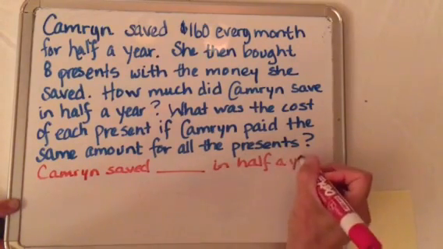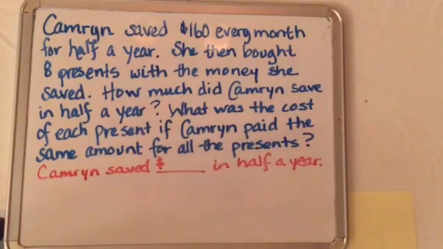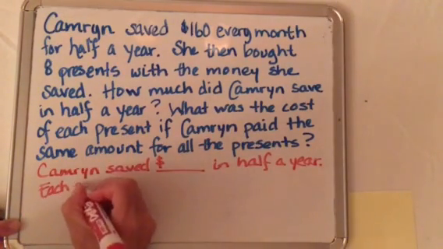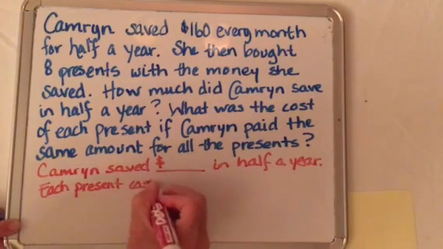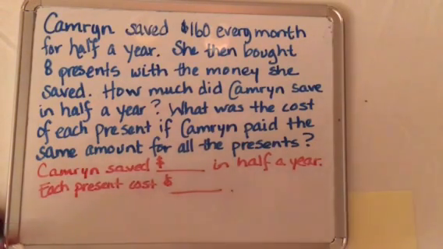And since this is money, I'm going to go ahead and also put the dollar sign in so I don't forget to do that. The other thing that it's asking is, what was the cost of each present if Cameron paid the same amount for all the presents? So we would say that each present cost, again, we're talking money. So I'm putting the dollar sign in at this point.